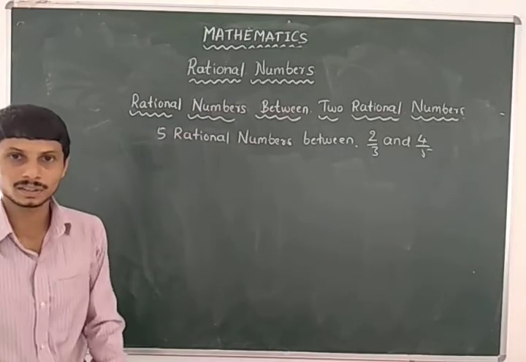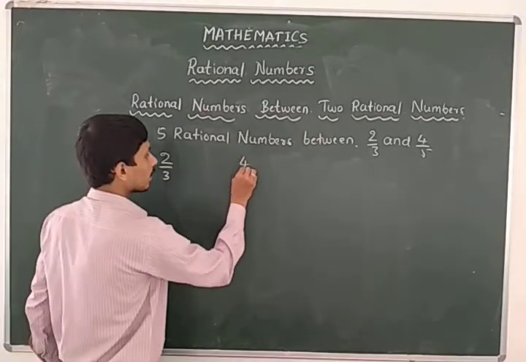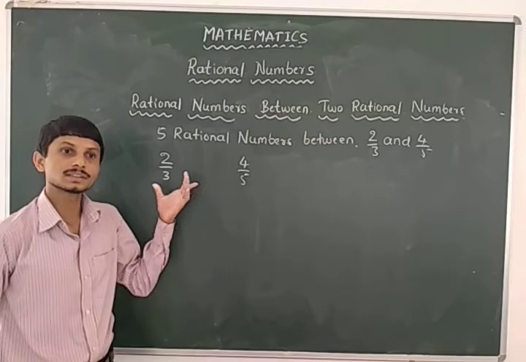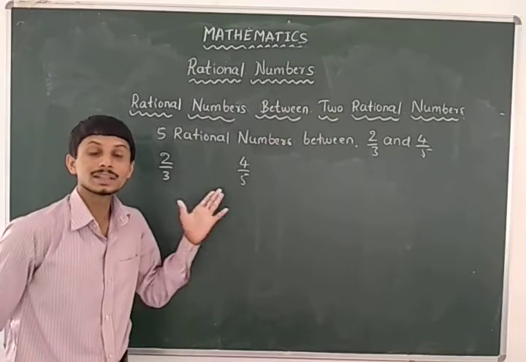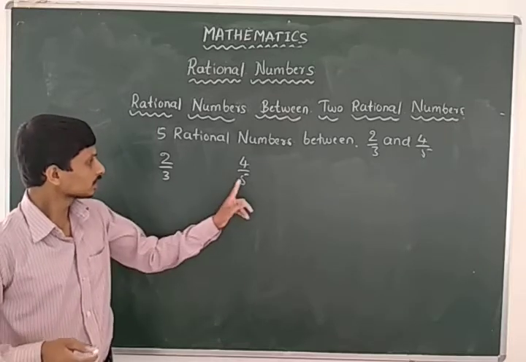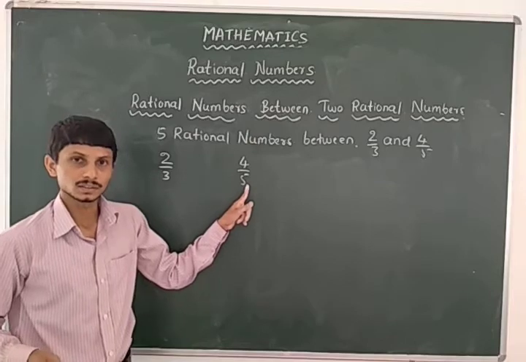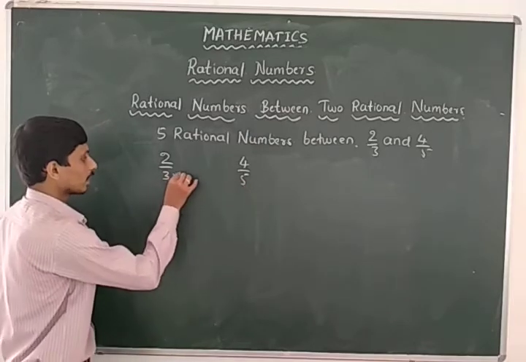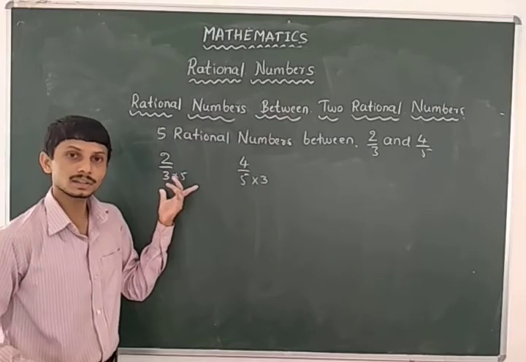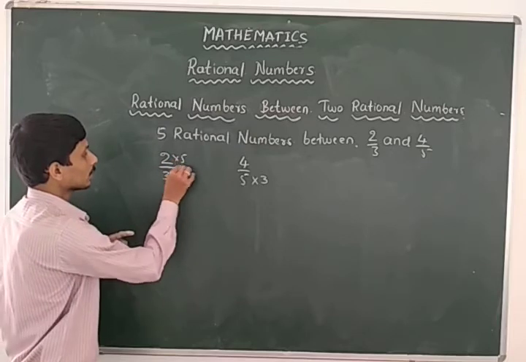So whatever it may be, just consider 2 by 3 and 4 by 5. Here the denominators are not equal. It is different, so we have to equalize the denominators. Just observe, here 3 is there, here 5 is there. So we have to multiply this with 5 and this with 3. When the denominator is multiplied with 5, the numerator also we have to multiply with 5.